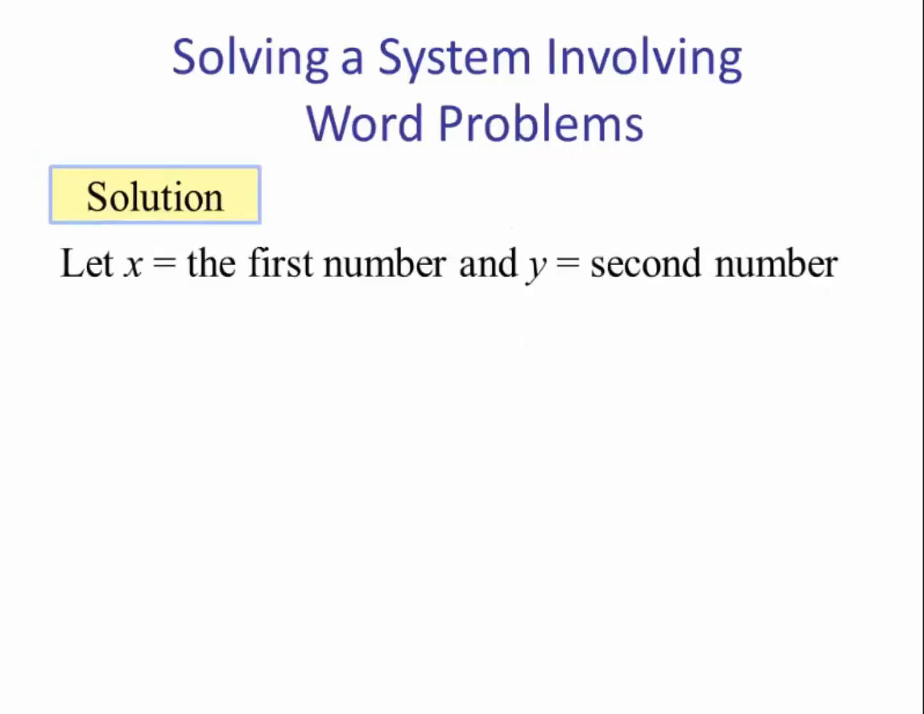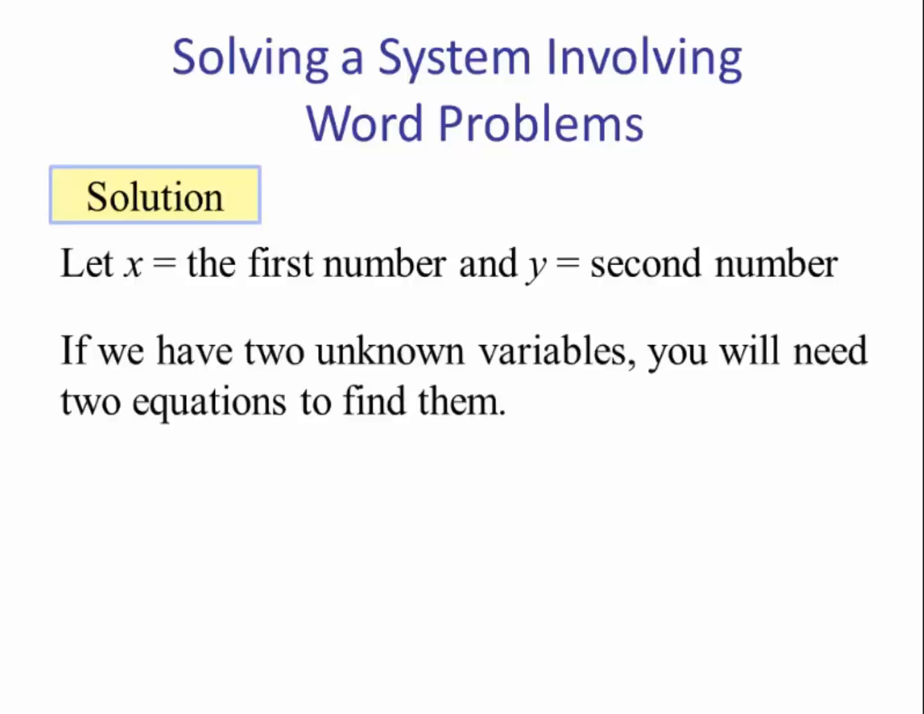We're going to let x be equal to the first number and y is equal to the second number. Now we have two unknown variables, so we will need two equations to find them. Since the sum of the two numbers is 163, that equates to x plus y equals 163. Difference means we subtract, so x minus y equals 33. Now we have our system.